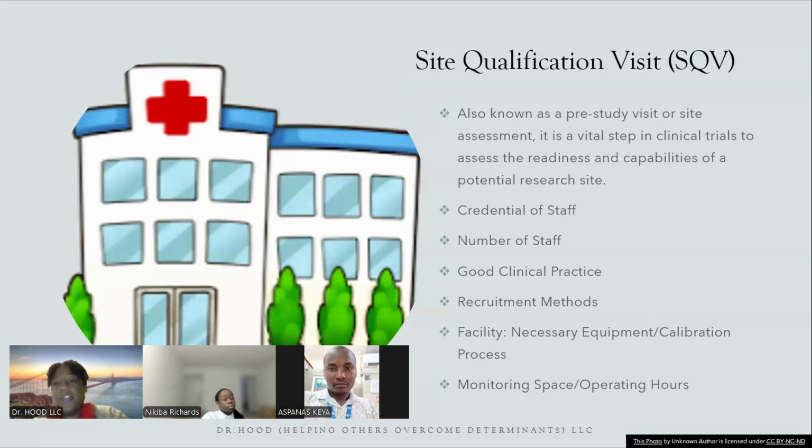And then you want to look at your monitoring space. You want to take a tour of the facility. You want to see where the lab kits are stored. Where will they process the labs? How many exam rooms does the site have? Do they have one designated room for research and the rest of them are standard of care, or does the facility have the capabilities to see the patient in any room? So those are the kinds of things discussed through the site qualification visit.